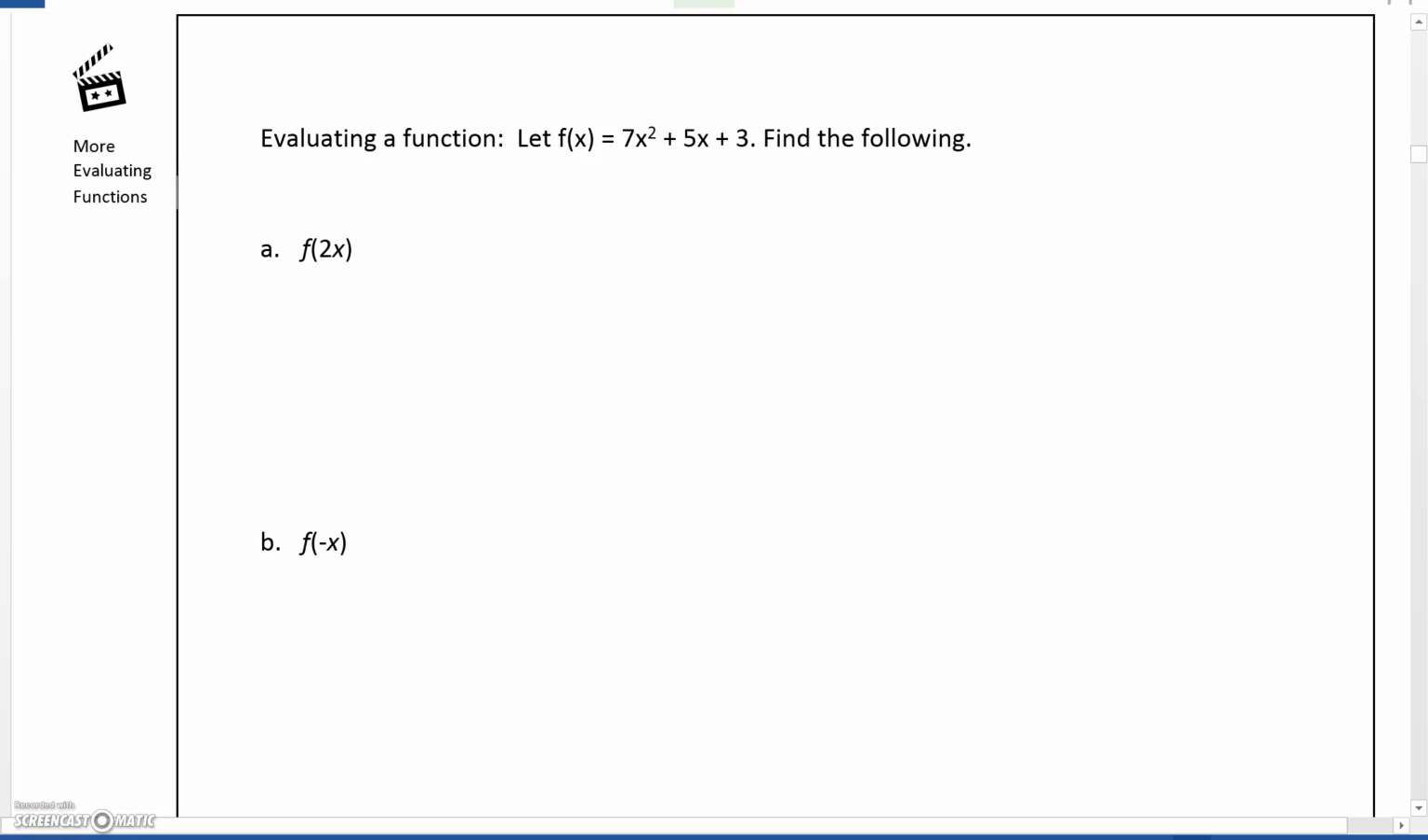Okay, so we've talked about how to evaluate functions at numerical values, at numbers. And now we're going to talk about how we can actually evaluate functions at expressions. So we're going to look at this function right here.